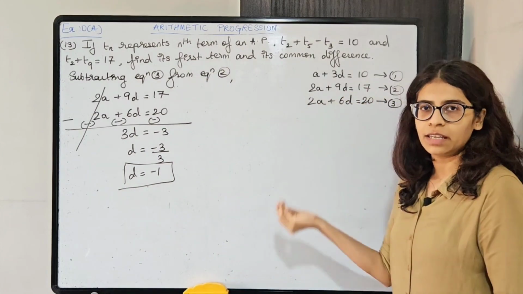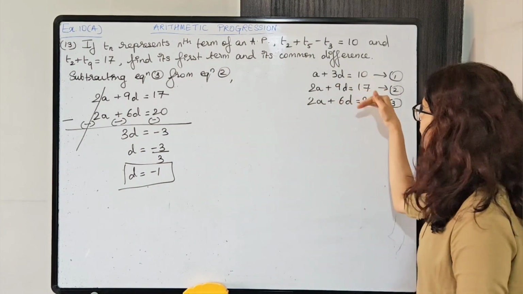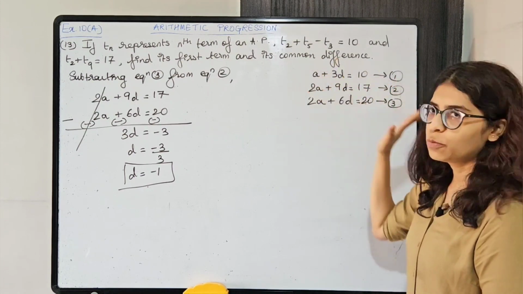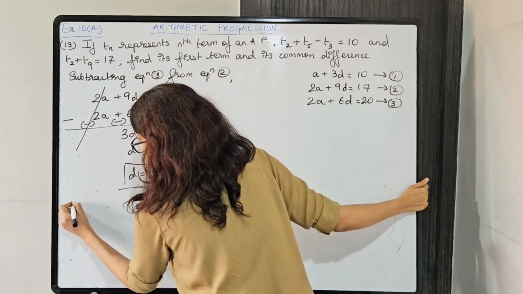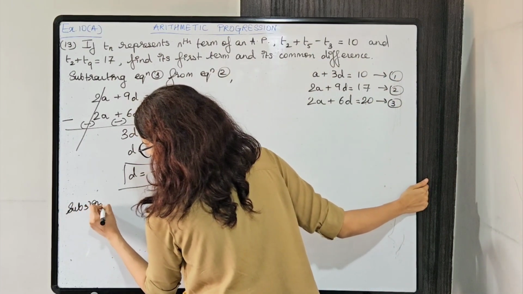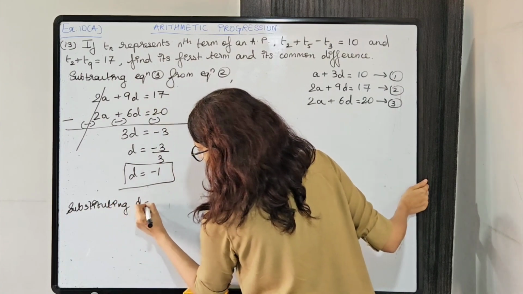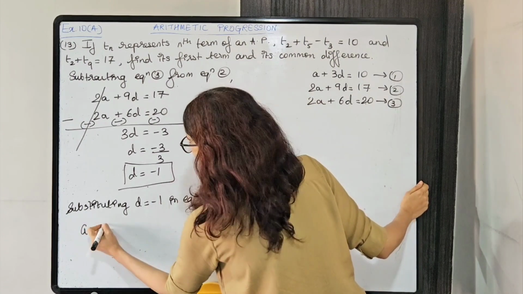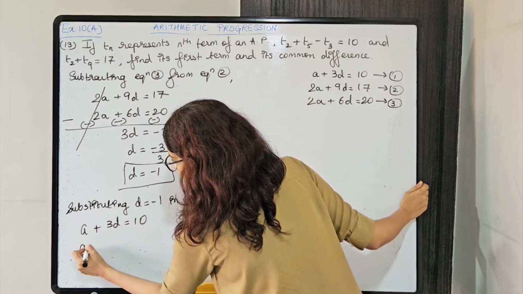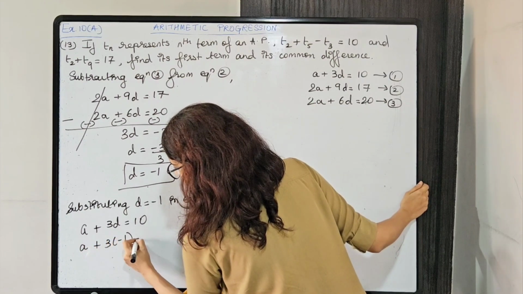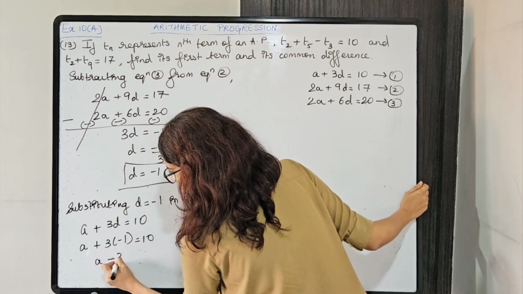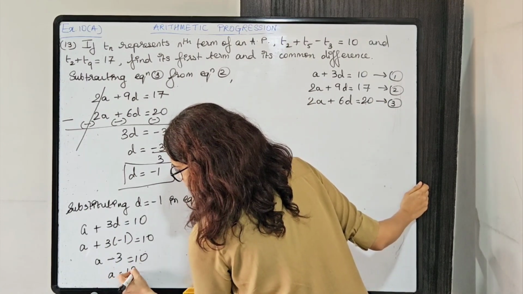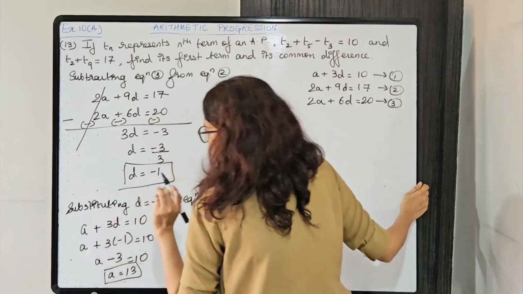Now we need to find out the value of A. So put the value of D in any one of the three equations. First one is the easiest equation, small numbers, so I'll put it in first equation. Okay, so substituting D equals to minus 1 in equation 1. That is A plus 3D is equal to 10. That is A plus 3 into minus 1 is equal to 10. A minus 3, plus into minus is minus. Okay, so it will be 13. Box the value of A as well.